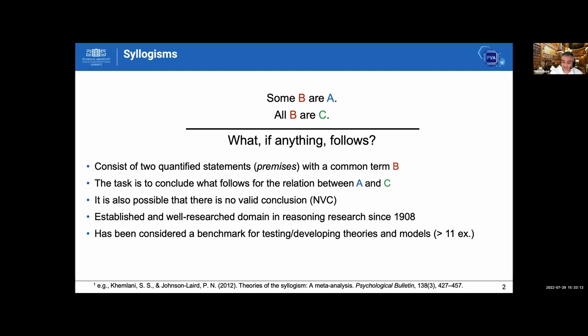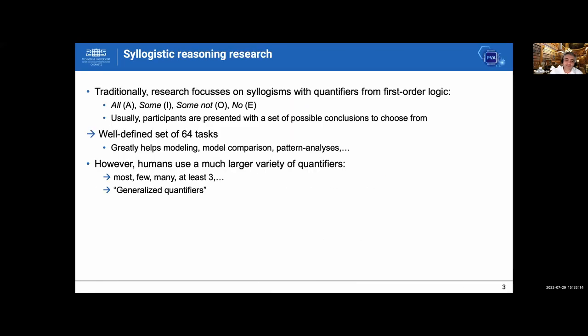Of course, there's plenty of discussion about this one, but the interesting thing is that the traditional research has focused on 4 quantifiers: all, some, some not, and no. Typically, the participants are presented with a set of possible conclusions to choose from in a multiple choice fashion, or if they are asked to generate a conclusion, then of course they can give all kinds of answers, but what you perceive is that they follow what has been presented to them.